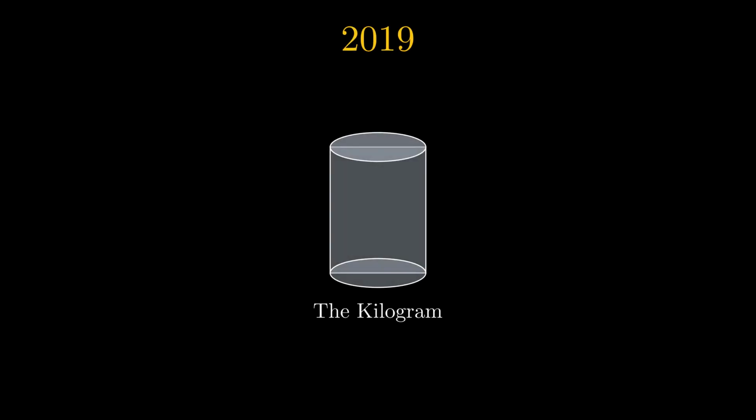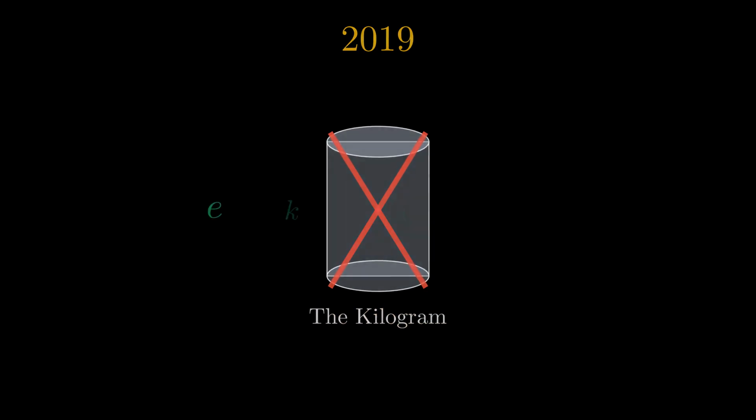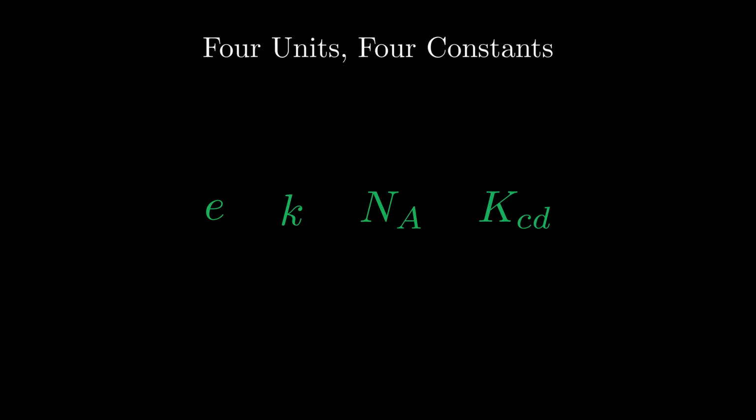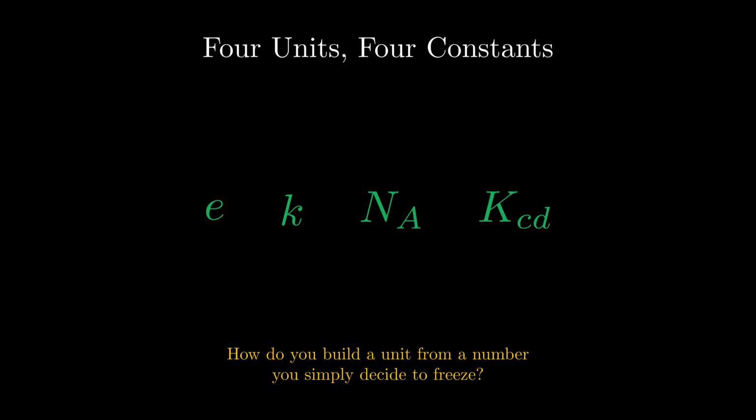In 2019, scientists changed the definition of temperature, electric current, and the mole itself. Yet nothing in the lab actually changed. No measurement shifted. They didn't change reality. They changed who holds the ruler. The old platinum kilogram was retired, replaced by glowing constants. The puzzle: how do you build a unit out of a number you simply decide to freeze?